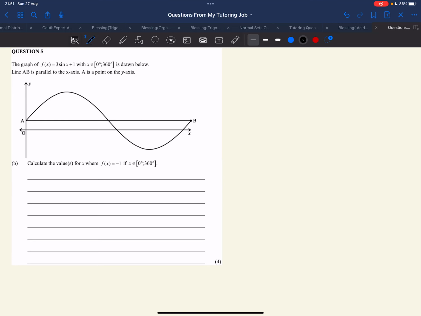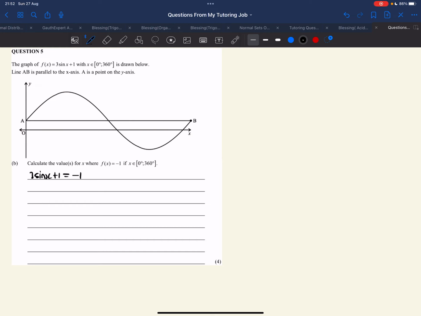Okay, right now in question B, they say calculate the values of x where f of x equals -1, if x is an element of 0 to 360 degrees. Now we are given that f of x equals -1. Remember, f of x is given as 3 sine x plus 1. So we're going to say that 3 sine x plus 1 is going to be equal to -1.